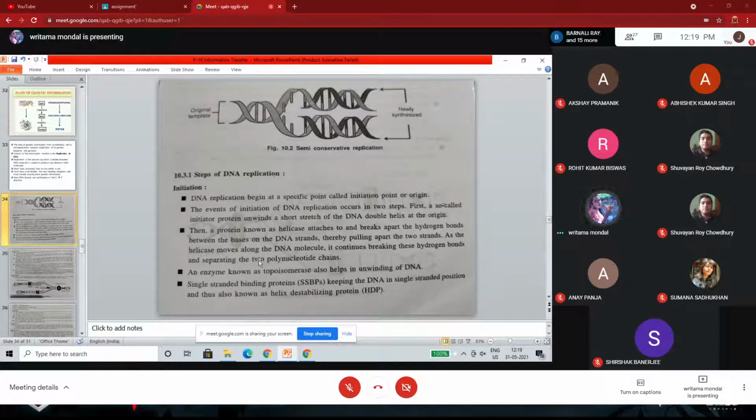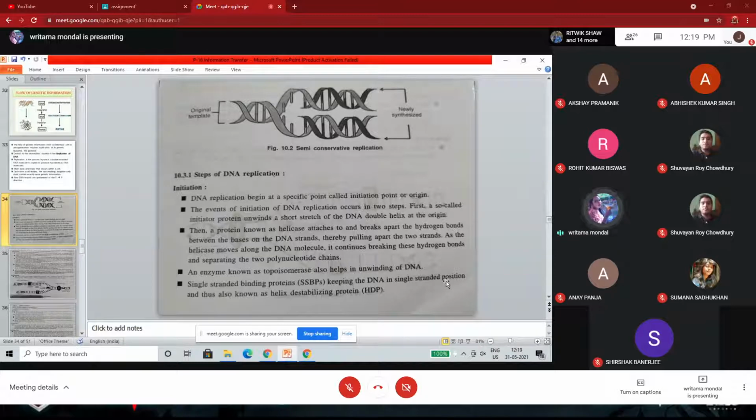Then what happens? After unzipping, an enzyme known as topoisomerase also helps in unwinding of DNA. Along with the helicase, it also helps in unwinding. But the main enzyme is helicase. It unwinds. So remember the function of each enzyme. Important for MCQ questions.